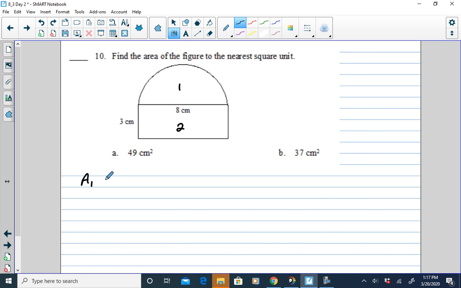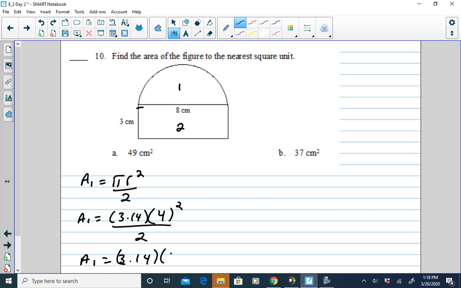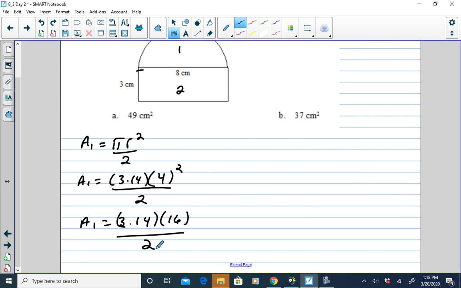This time area 1's our semicircle, so that's going to be pi times the radius squared, but we're going to divide that by 2 because it's half a circle. So area 1 is going to be equal to 3.14 times the radius. Well, the diameter of the circle is 8, so the radius is half that. It's going to be 4, and 4 squared is 16, so area 1 is going to be equal to 3.14 times the 16, but then we're dividing that by 2.